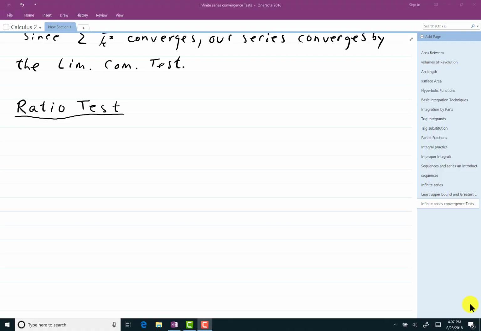The ratio test is another convergence test, and the way it works is really interesting. It's also very easy to apply. So we're going to let this series, a sub k, be a series with positive terms.